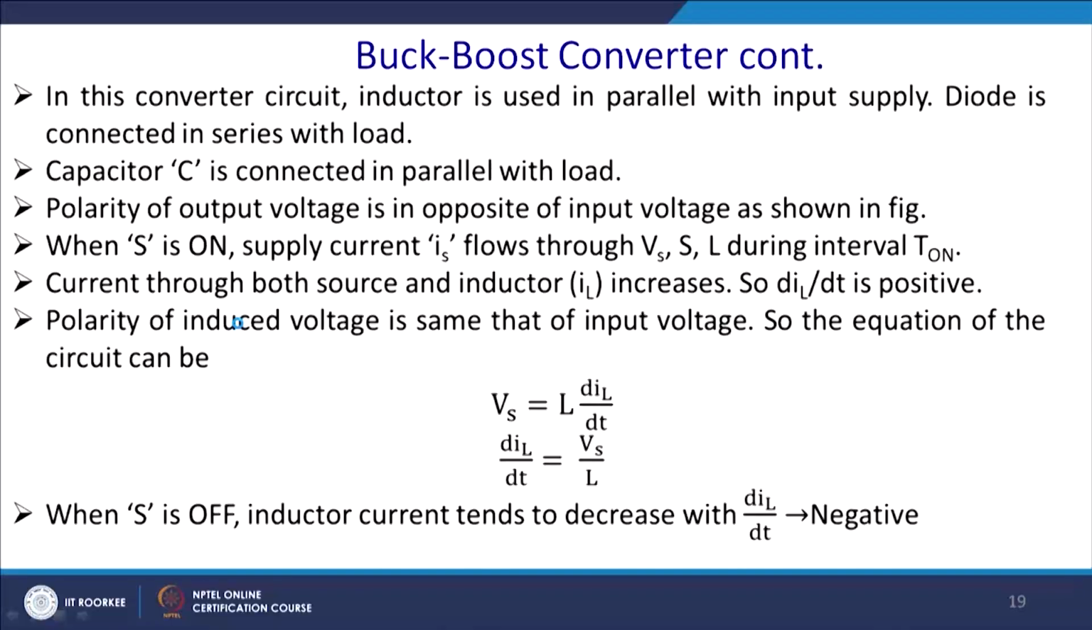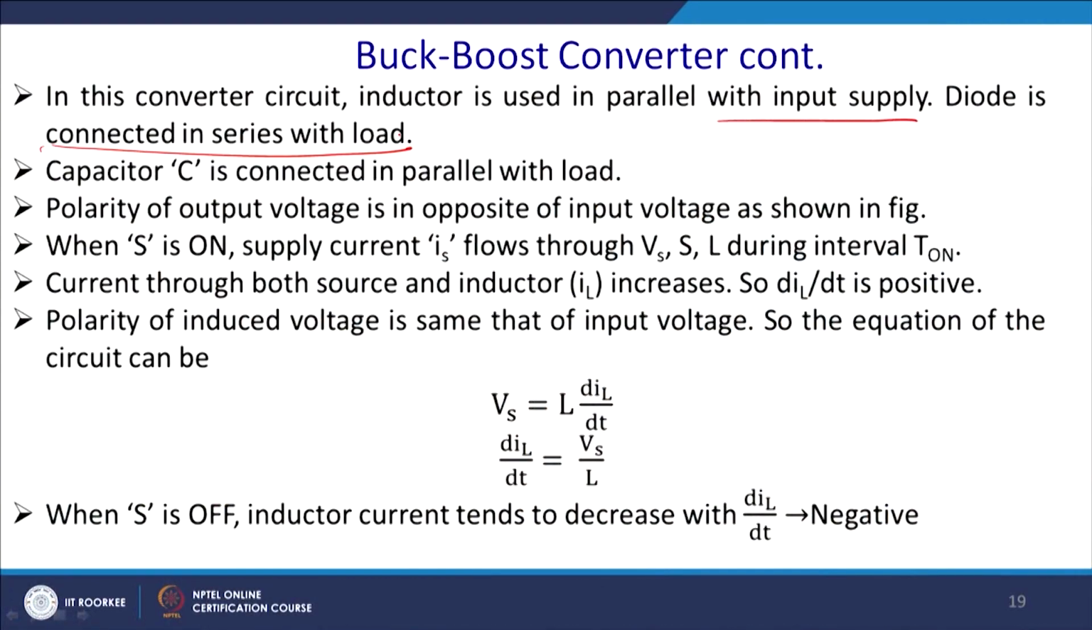Let us see the principle of operation of the buck boost topology. In this converter circuit, the inductor is used in parallel with the supply, please note that. It is nothing but a boost topology when the switch is on, but the position of the inductor and the switch has been interchanged. That is connected in series with the load, but the polarity is opposite.